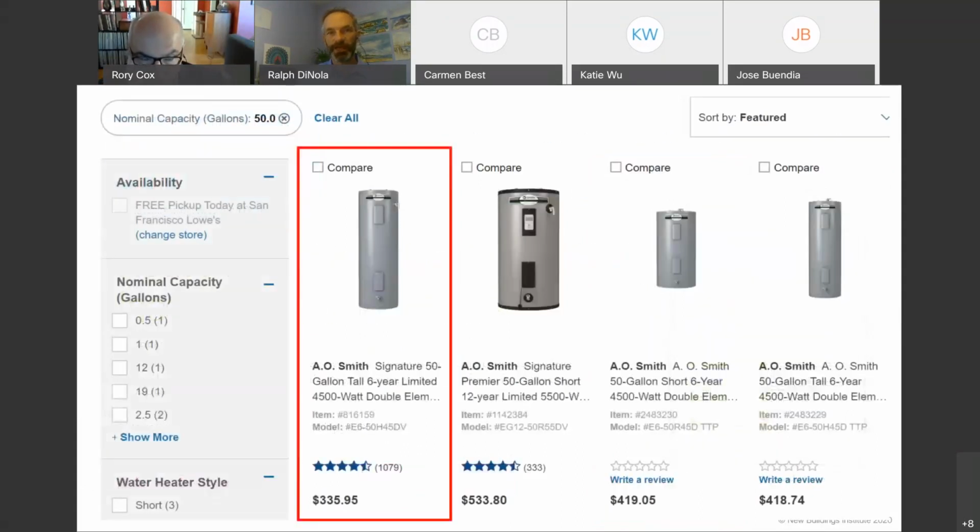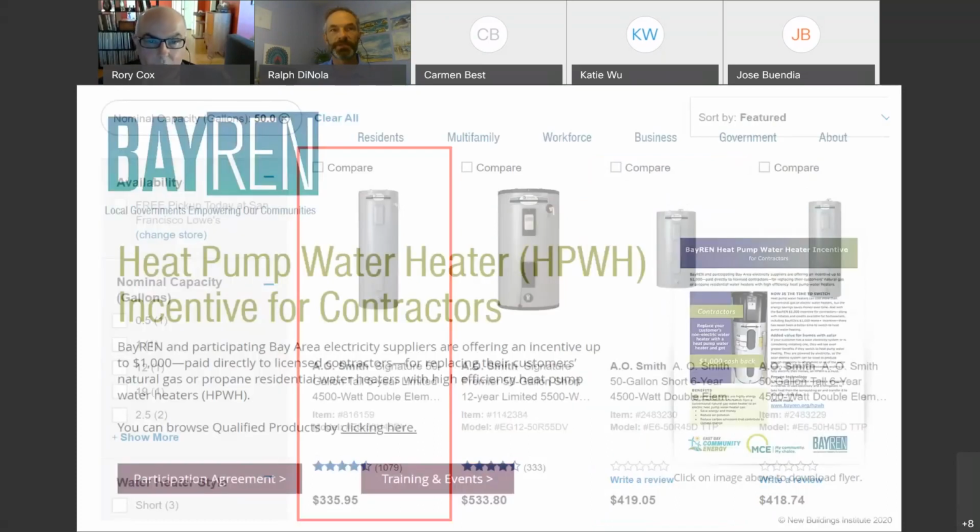And this is, again, an electric resistance water heater. I'll just point out that on this retail website, there's no reference to any incentives that you could take advantage of. And if you are looking for especially an emergency replacement, you might just go to the store and buy this product, install it.